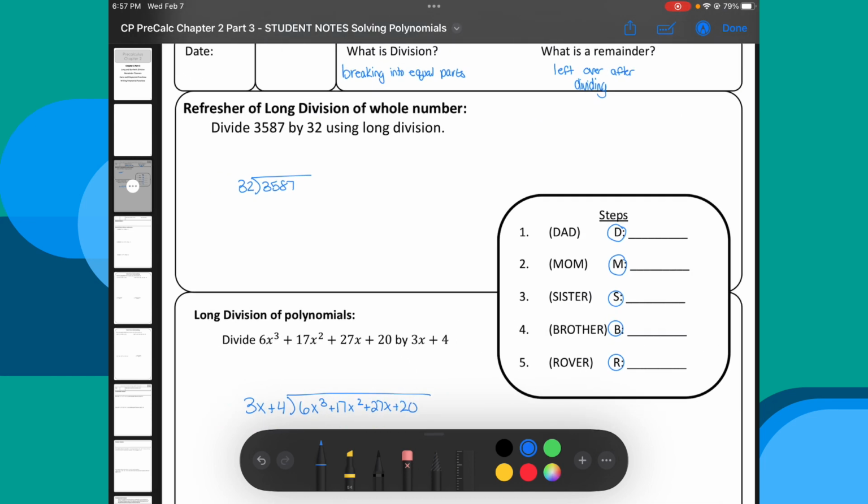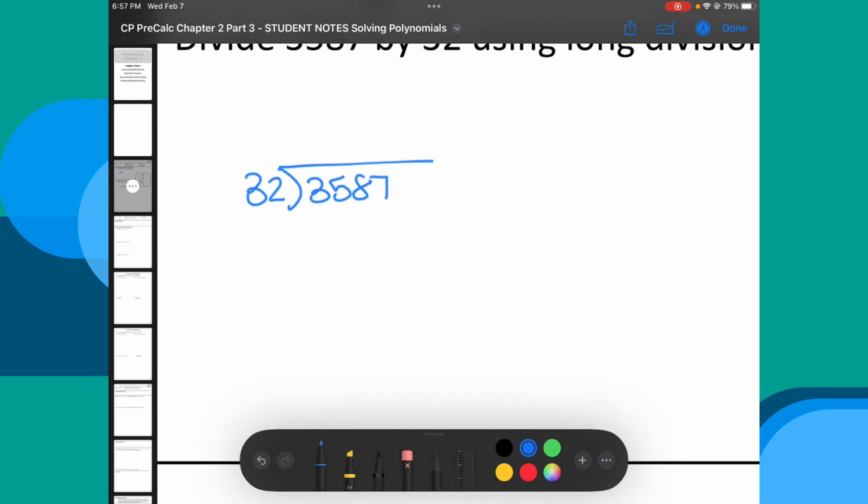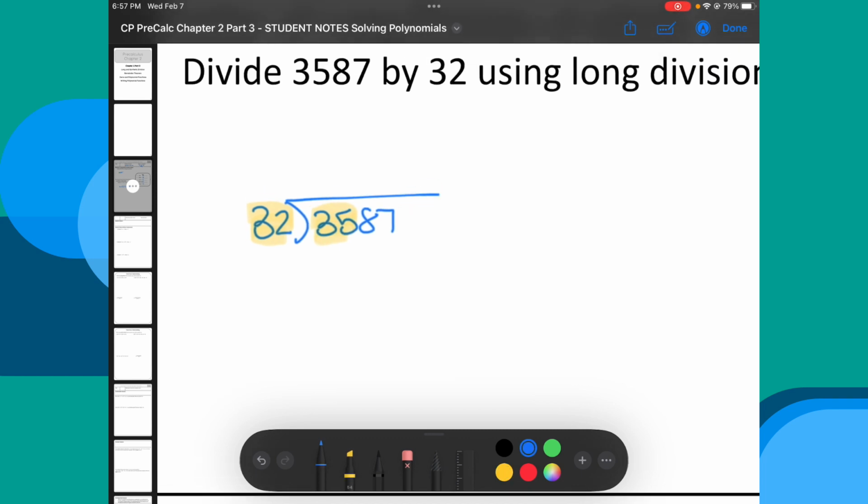So let's look at an example of doing long division with whole numbers. When we do long division, we are looking at how many times 32 goes into 35. Well, that's one time. So we're doing 35 divided by 32. That's giving us 1 with some extra. So then we're going to multiply the 1 by 32. We're going to put it underneath the 35. We then subtract. So divide, multiply, subtract.